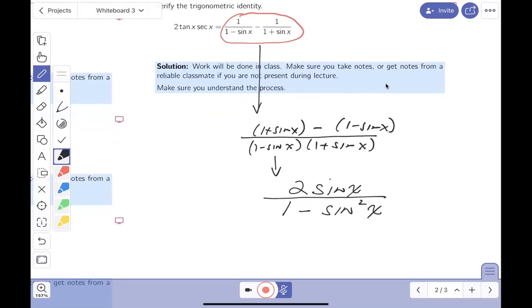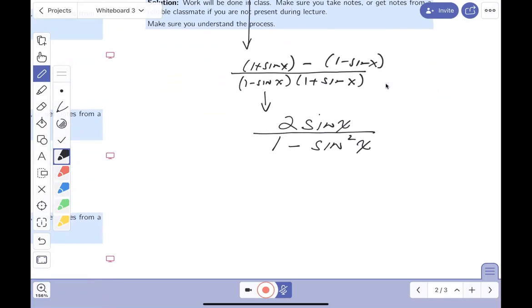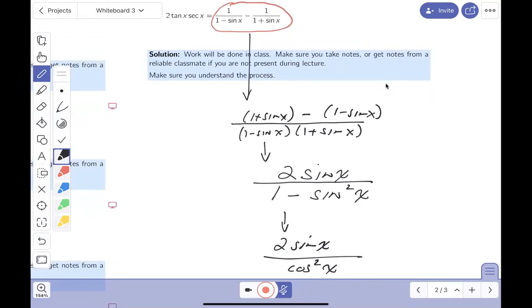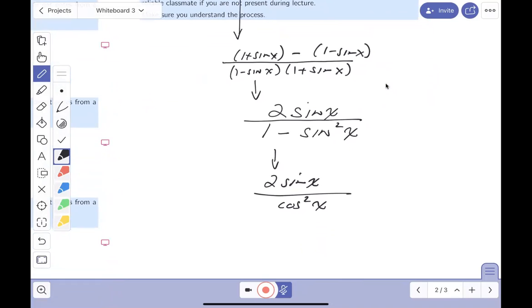I want to keep going. Keep looking at this. And I'm going forward now. So 2 sine x. And what's the bottom going to be? Well, we kind of just did something. It's Pythagorean identity, right? It's just simply cosine squared. I want to point out it still doesn't look like that side. I'm going to keep going. And what do you see? 2 sine x over cosine x times cosine x.